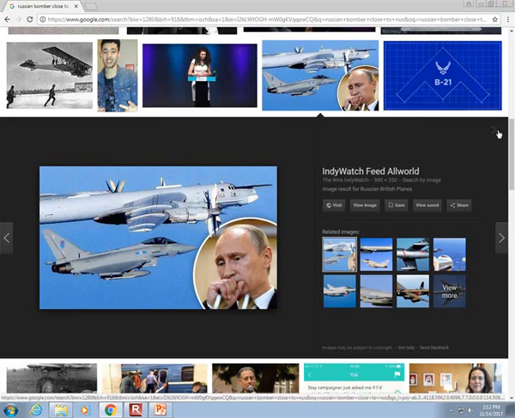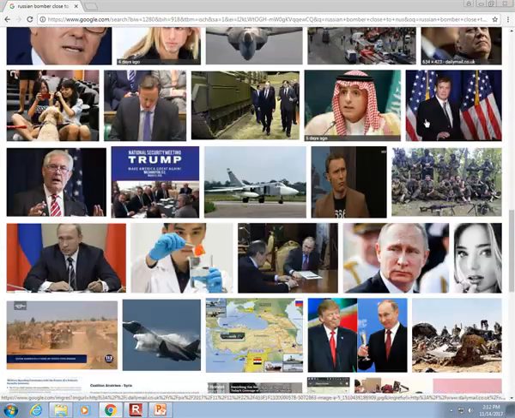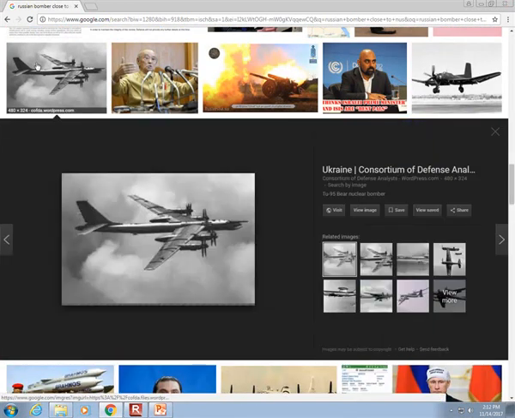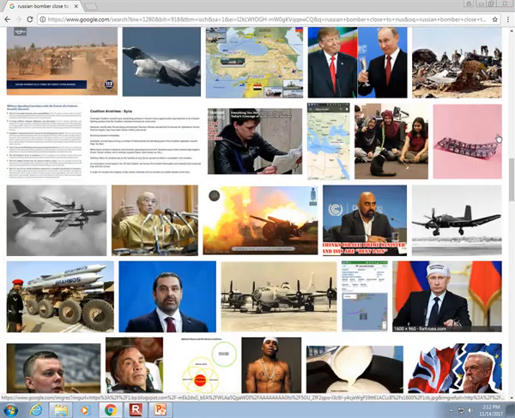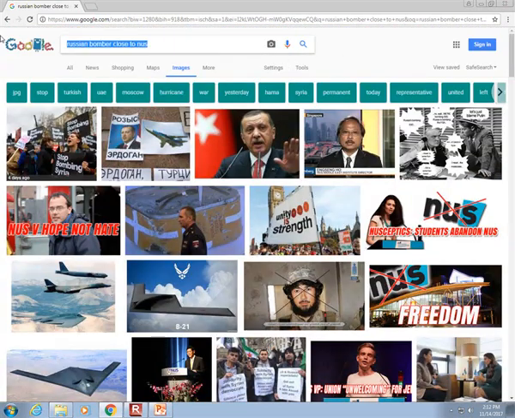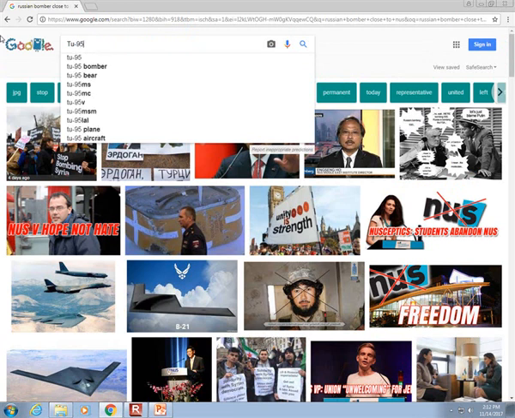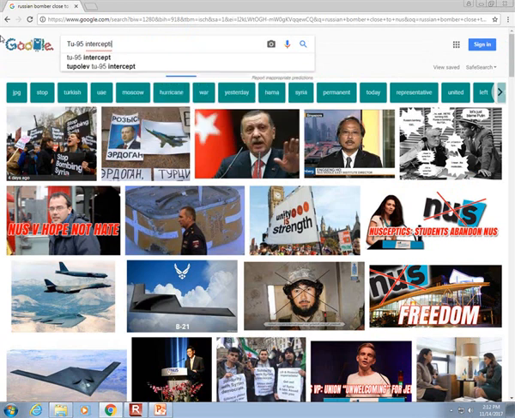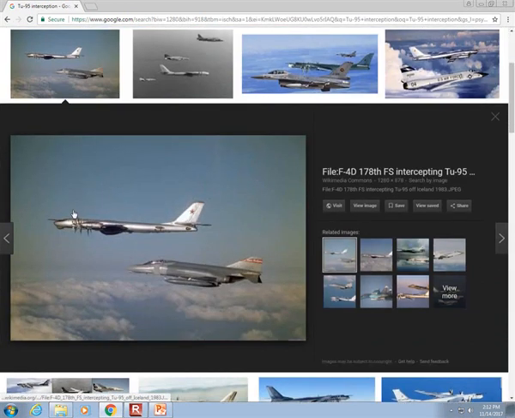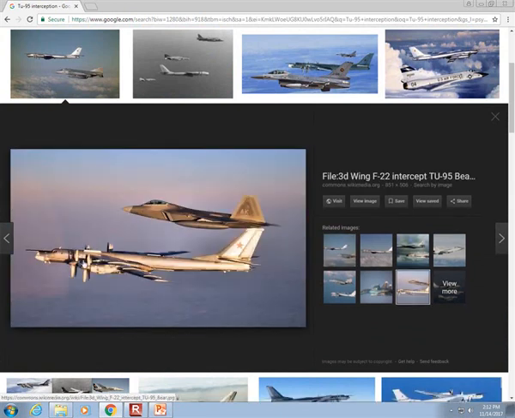So you're going to see pictures like this of U.S. and other allied airplanes next to a TU-95. See, there's a nice picture of a TU-95. But I know what I need, a good picture of a TU-95 interception. Here we go. This is a picture, it's an old one because we don't fly F-4s anymore, but we went up there and we checked it out. And then here's another picture. Oh, look, here's a modern one. Here's a TU-95 and there's an F-22.